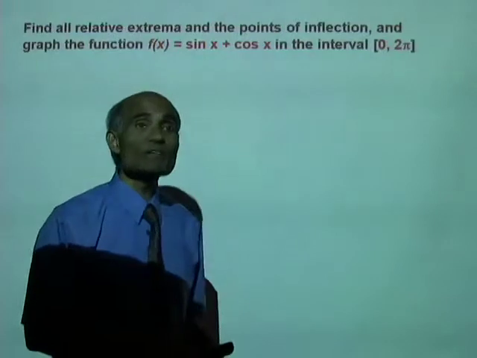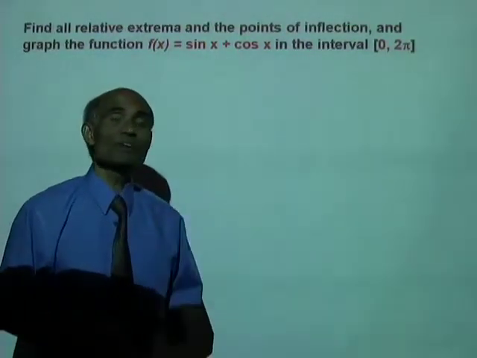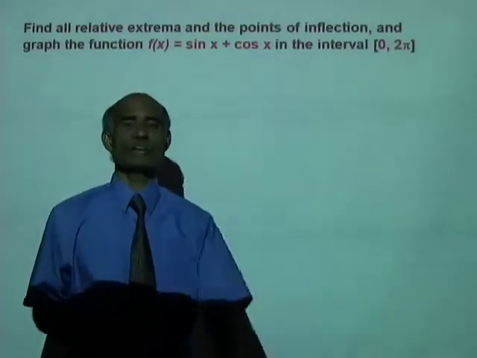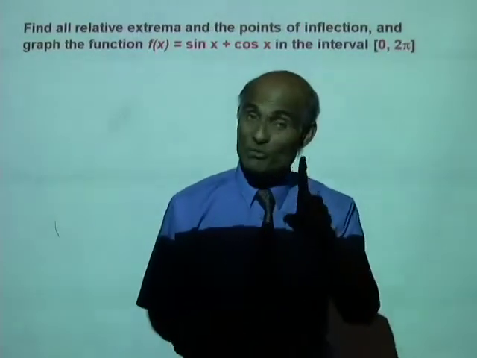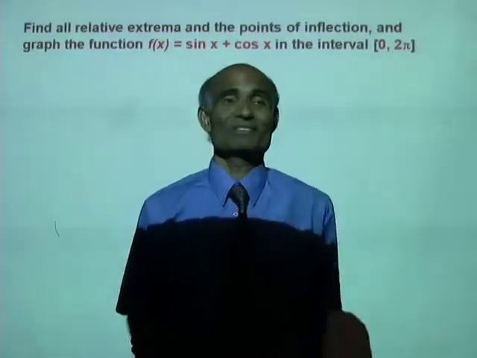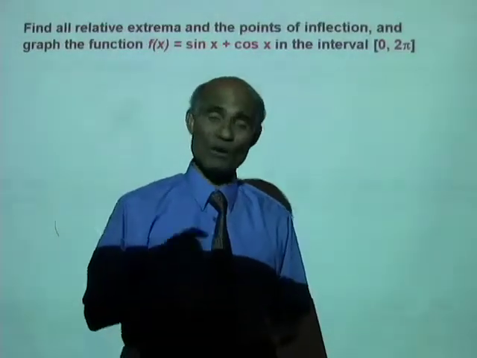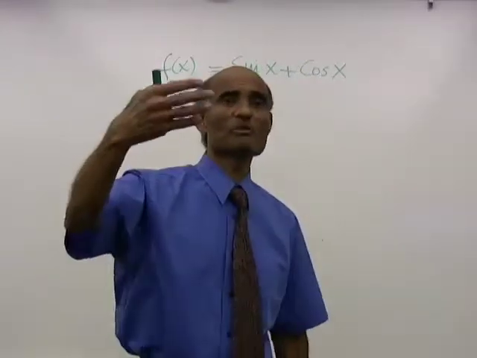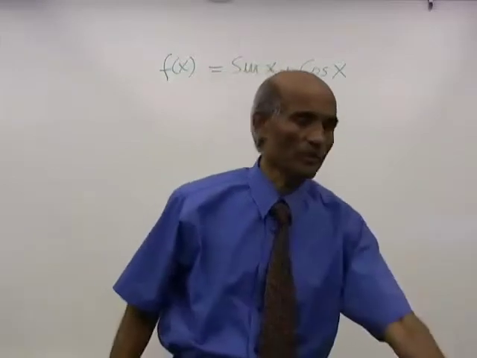Find all relative extrema and the points of inflection and graph the function f of x equal to sine x plus cos x on the interval 0 to 2 pi. Now if you remember in the last lesson we did f of x equal to sine x times cos x. This time we have sine x plus cos x. Alright, let's get along with it. Let's work on it on the board. I'll go back to the PowerPoint when it becomes a little too cumbersome for me to fit on the board.